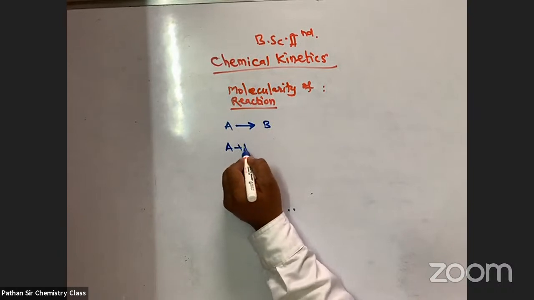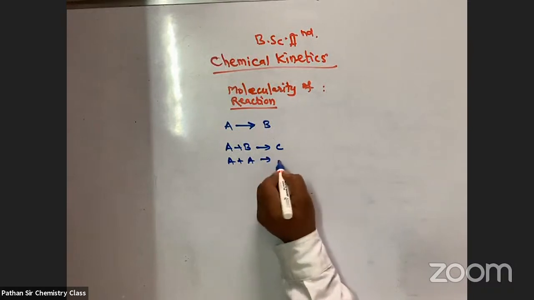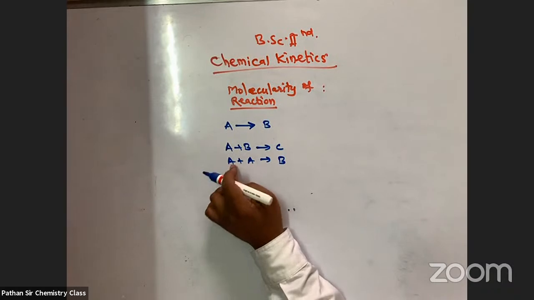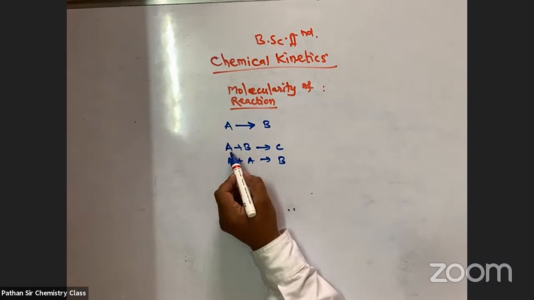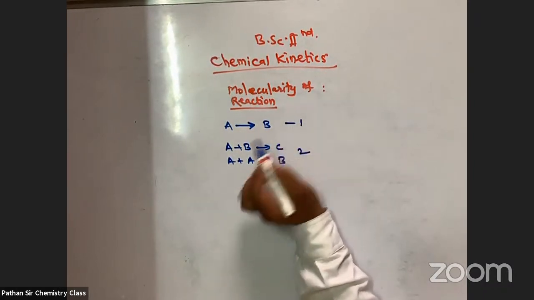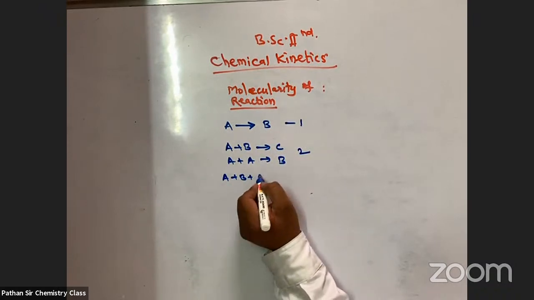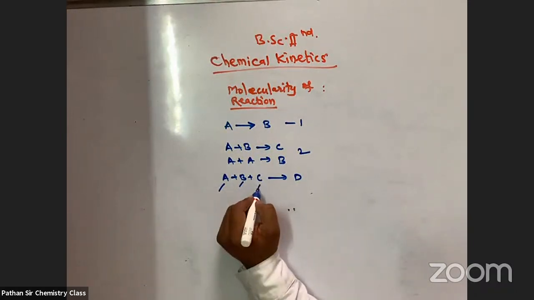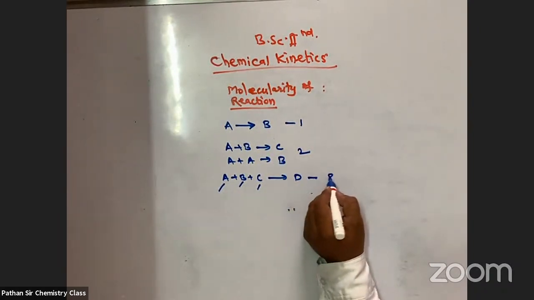Now, second, A plus B gives C, or A plus A gives B. Here, we are using two reactants. Both are similar, the same, but two are required. So the molecularity of such reactions is 2, bimolecular. In the previous case, it is 1. Now, if you are using A plus B plus C gives D, here you are using 1, 2, 3 molecules as reactants. So the molecularity of the reaction is 3 in this case.